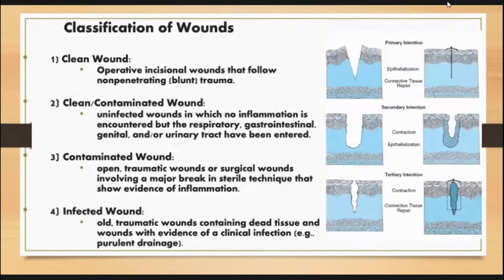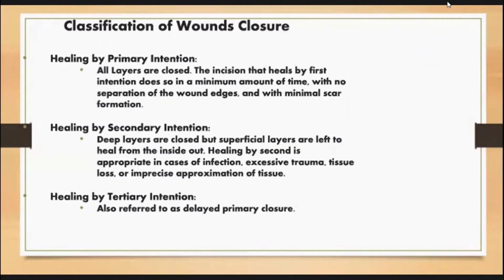Now, here is your classification of your wounds, right? So you have clean wounds, right? Your clean contaminated, just what we had discussed earlier, right? Your infected and your contaminated wounds. So I don't need to discuss that again. So wounds are classified as either acute or chronic, okay? As for your acute wounds, they heal in a predictable manner and time frame. Okay, the process occurs with few, if any, complications, and the end result is a well-healed wound.